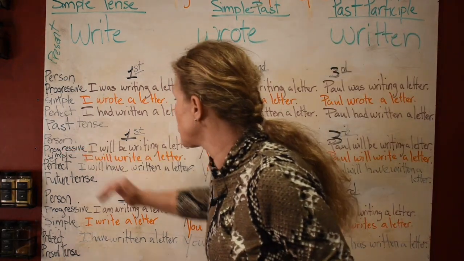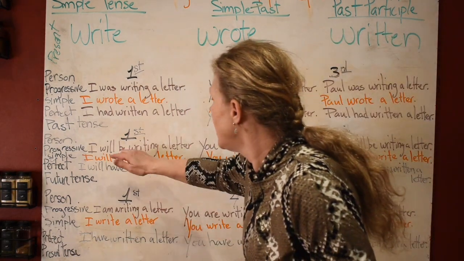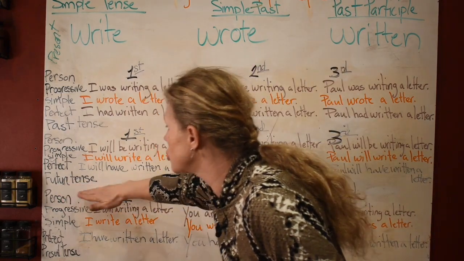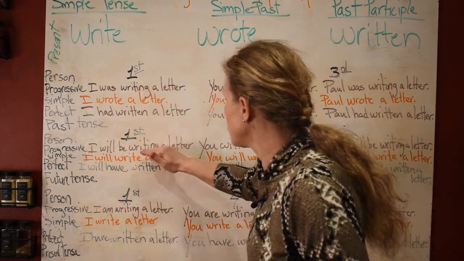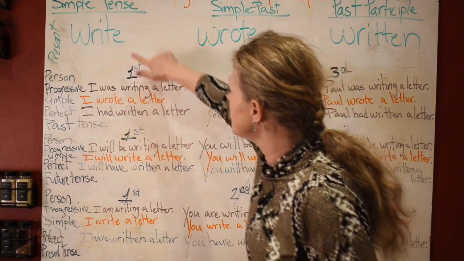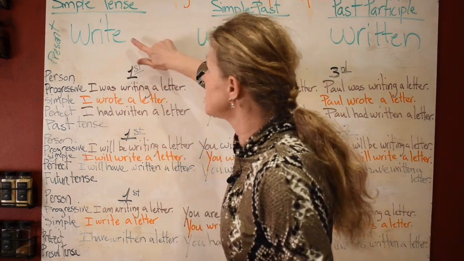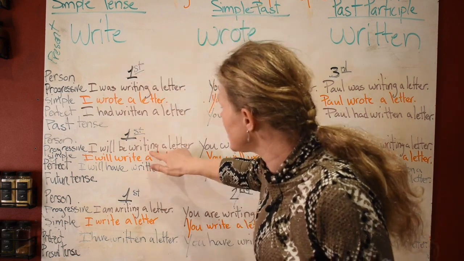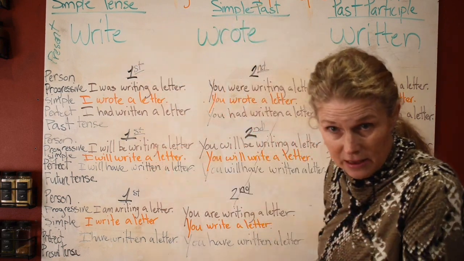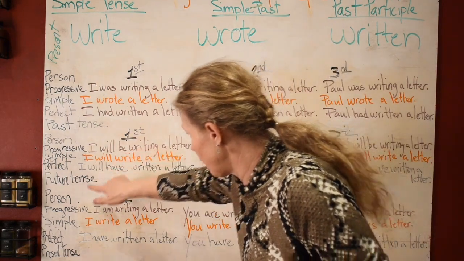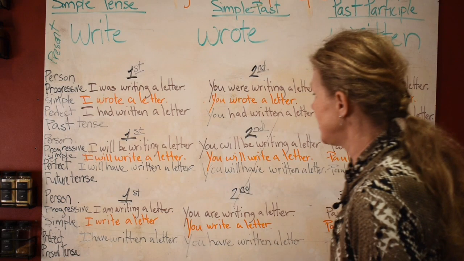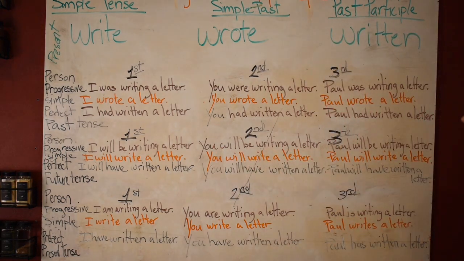Now, if we look at the progressive tense, we need to use will be when we are in the progressive future tense. I will be writing a letter. Now you're taking writing. We have our simple tense base word of write, and we just add our ing onto it to get the progressive. But for the future tense, you have to do will be for progressive. I will be writing a letter. You will be writing a letter. Paul will be writing a letter.